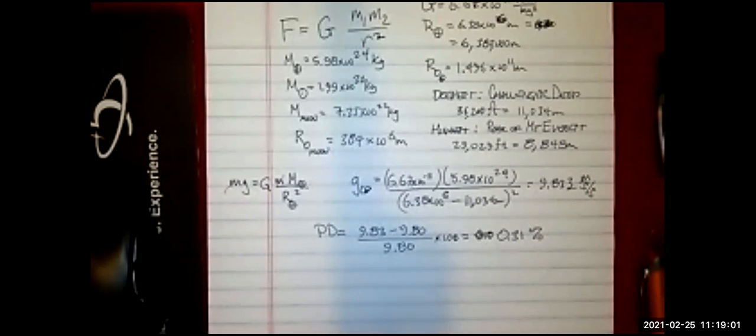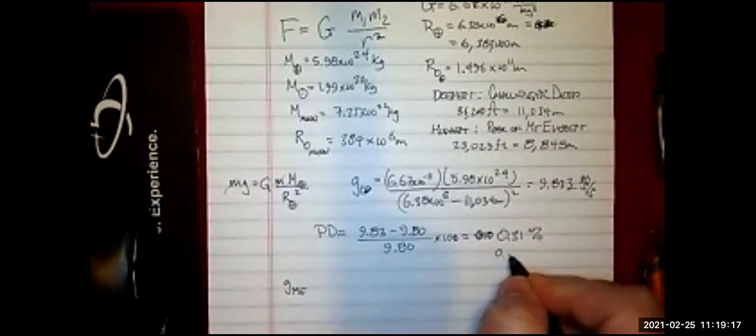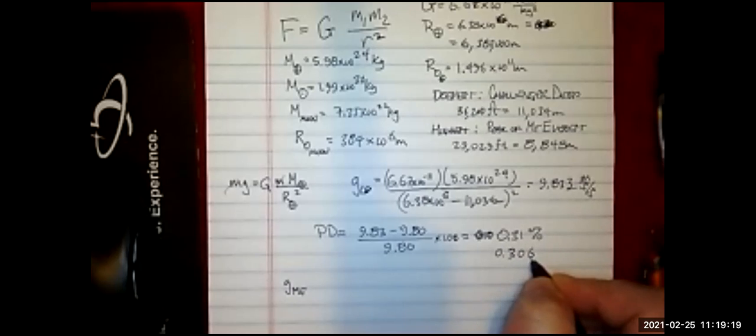Now, the other question was the same thing, except this time they were asking for the gravitational acceleration at the peak of Mount Everest. So I'm going to call that g sub ME. Does anybody have a question about that? What was that percent difference? It actually came out to 0.306 was what I got.